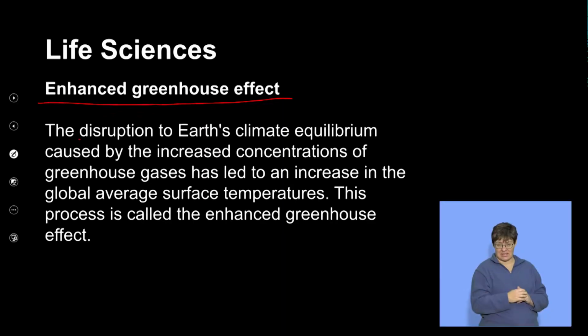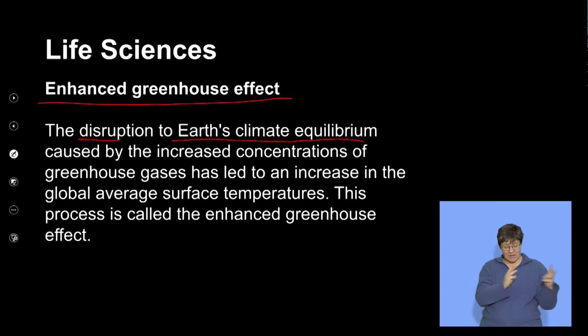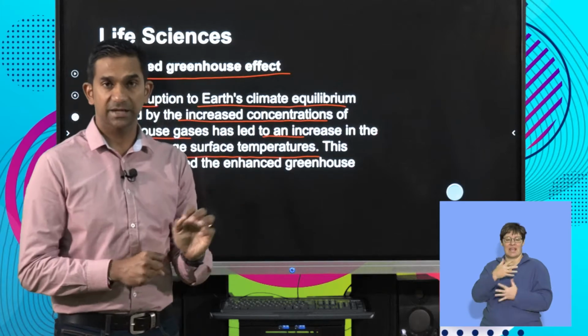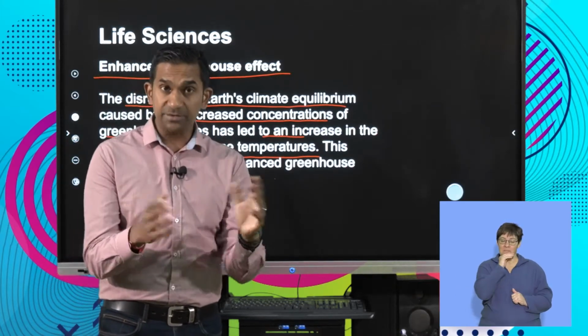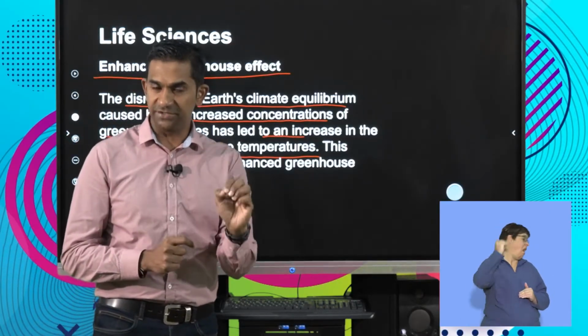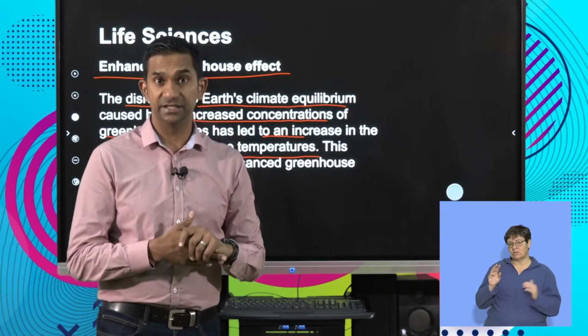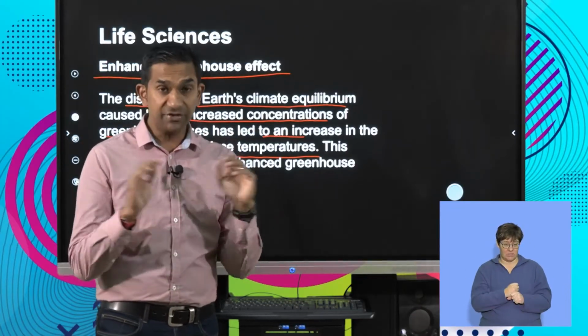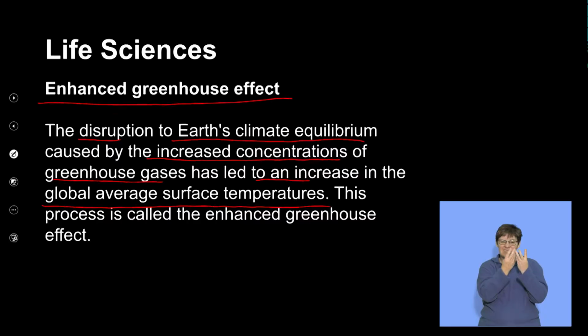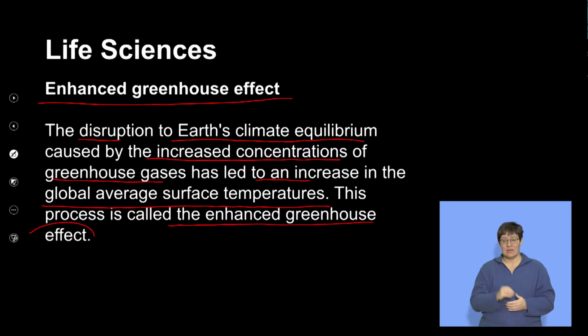So let's see what has happened. The disruption of the Earth's climate equilibrium, which is the balance, is caused by an increase in the concentration of the greenhouse gases. And this has led to an increase in the global average surface temperatures. So we know that the enhanced greenhouse effect is due to human impact, and that is an increase in the temperature of the surface of the Earth. And this is not a lot, often by a degree or two over 150 years. And that increase in the average global temperature has had a huge impact on the Earth's environment. Okay, so this process is called the enhanced greenhouse effect.